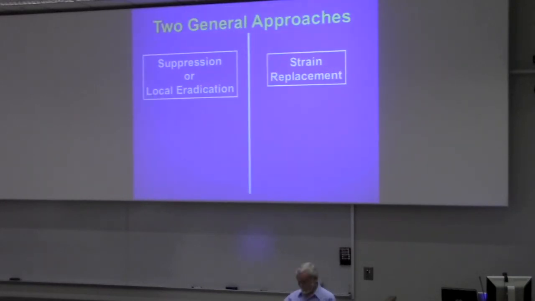So to go back to the general introduction here, there are two general approaches to using genetically modified insects for their own control. One is to use that for suppression or local eradication of an insect population, and the other is to replace a pestiferous or virulent strain of the insect with a more benign form or more benign genotypes of that pest. For example, that mosquito that can no longer transmit dengue.